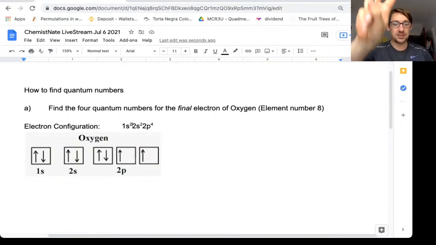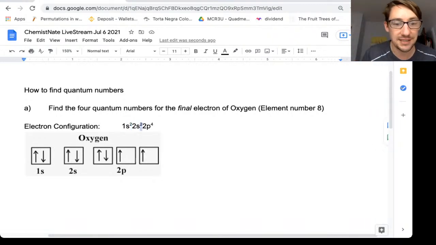superscript 2 is for the 2 electrons in the 1s box. This 2 is for the 2 arrows in the 2s box, and this 4 is for the 4 electrons in the 2p boxes. Okay, so here's where it gets awesome.